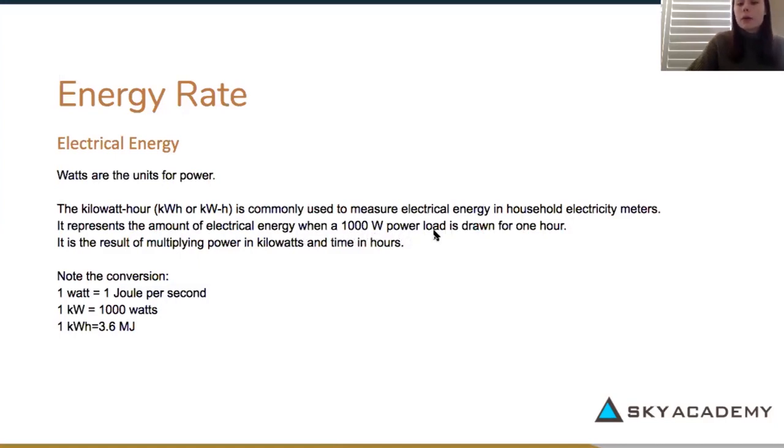It is the result of multiplying power in kilowatts and time in hours. Some conversions to be aware of: 1 watt equals 1 joule per second, 1 kilowatt equals 1000 watts, and 1 kilowatt hour equals 3.6 megajoules.